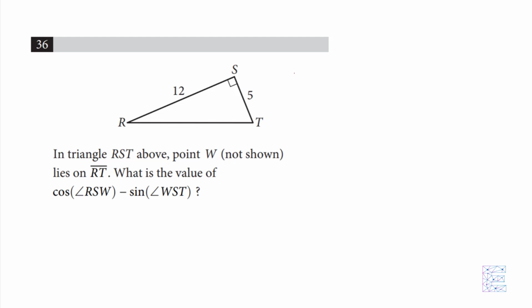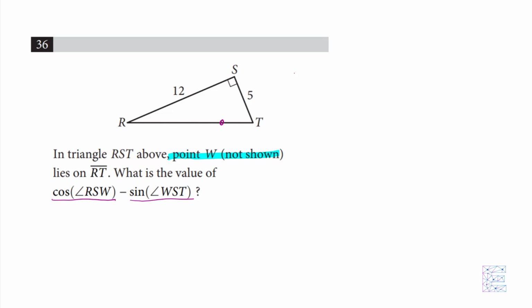In triangle RST above, point W, not shown, lies on line segment RT. What is the value of cosine of angle RSW minus the sine of angle WST? So since point W is not shown on this, why don't we go ahead and create it?